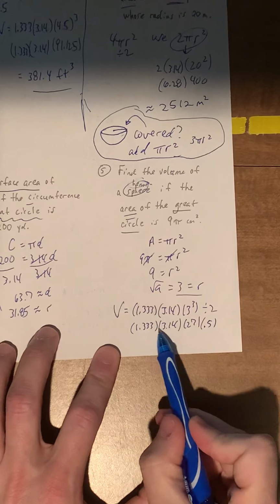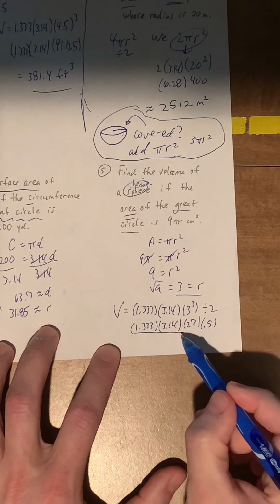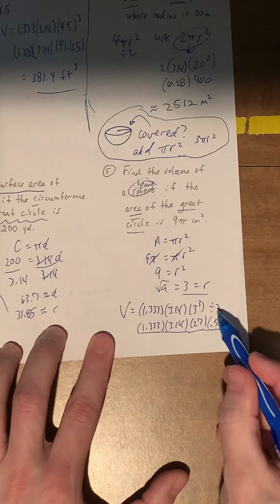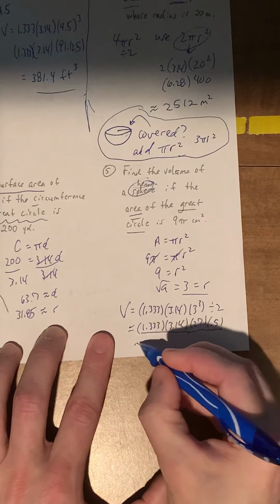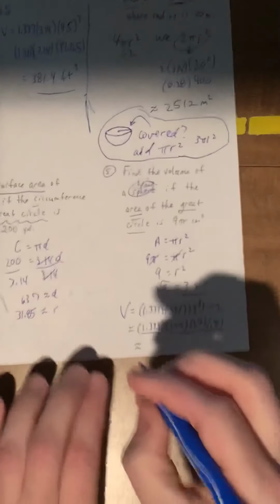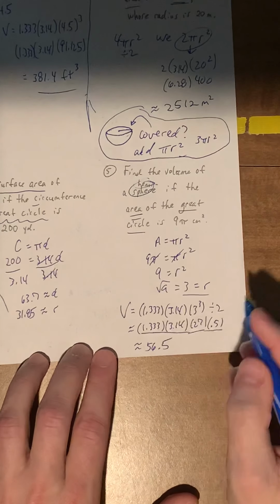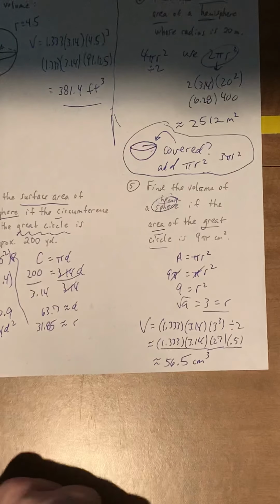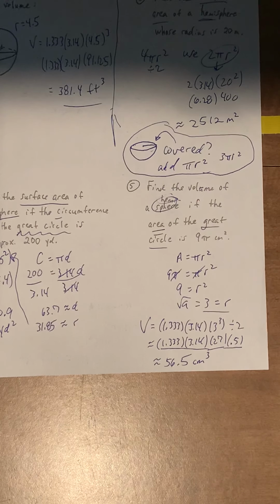So you can actually put all this into the calculator. Here is your normal volume. And since it's a hemisphere, we can just times by 0.5, which is the same as dividing by 2. And if we pop all of that in, 1.333 times 3.14 times 27 times 0.5, we get approximately 56.5. And our unit is centimeters, so centimeters cubed. All right, guys, that is 1 through 5, surface area and volume of spheres.